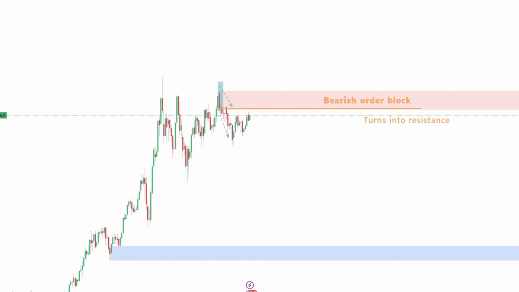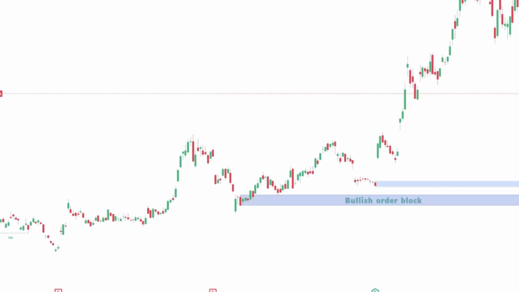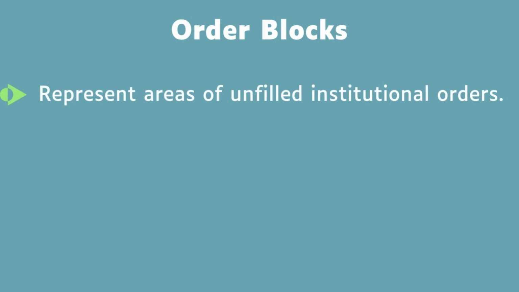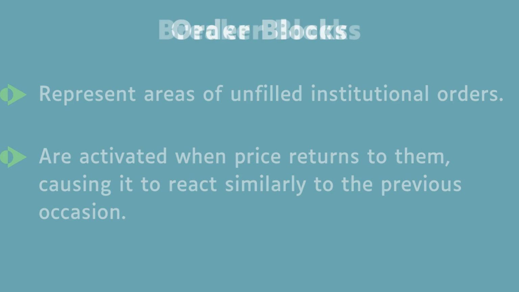The same concept applies in stock markets. Here's Tesla showing a bullish order block, the last down candle before a strong upward move. When price later returned to this area, it found support and continued higher. Order blocks are powerful because they represent areas of unfilled institutional orders. When price returns to these areas, those orders are likely to be activated again, causing price to react similarly to the previous occasion.